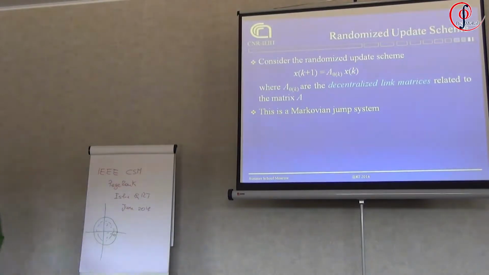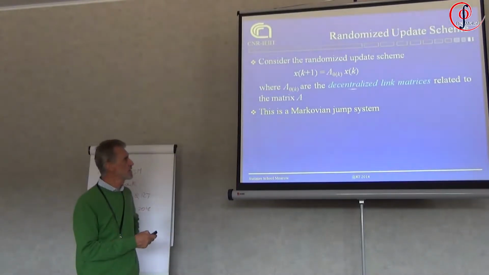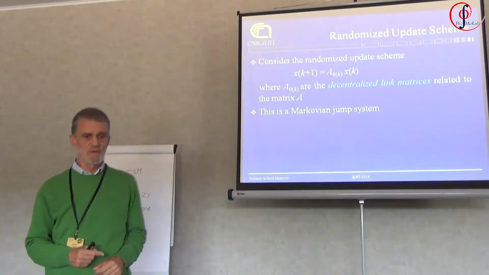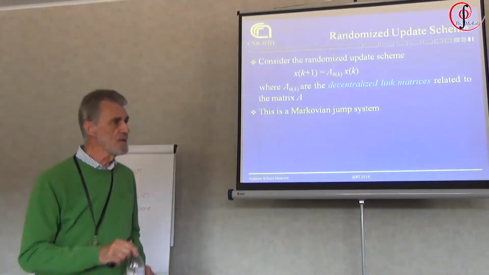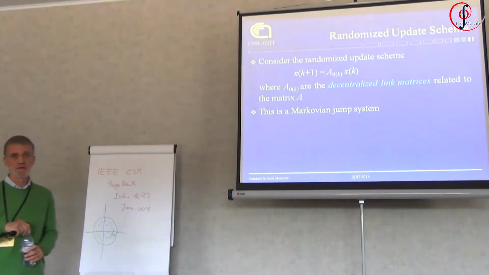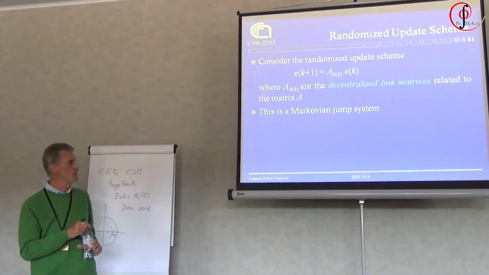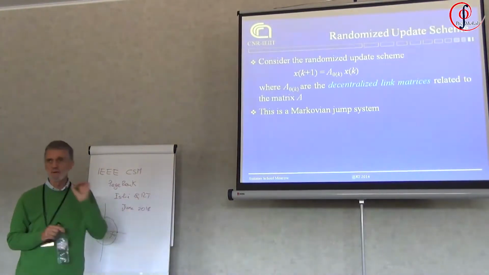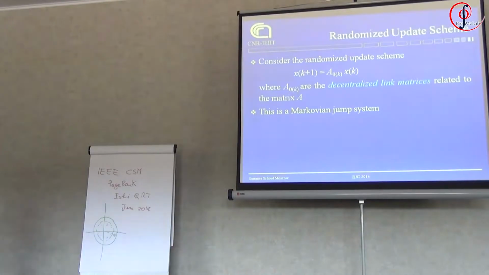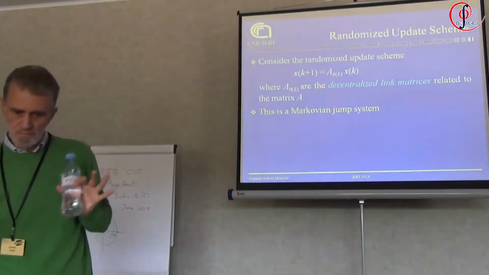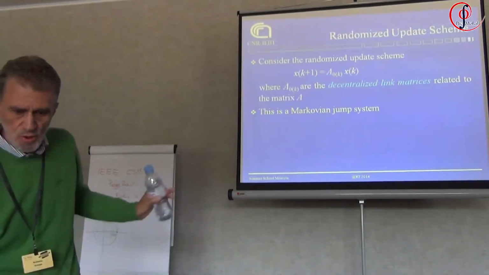Okay, so we have theta k, this stochastic process with this global clock, and then we basically work with a randomized update scheme. The randomized update scheme is the following: x of k plus 1 is equal to A of theta k times x of k, where the A of theta k are the so-called decentralized link matrices, which I'm going to explain in a minute. Yesterday I mentioned briefly Markovian jump systems. Let me emphasize again that this is a so-called Markovian jump system, and perhaps this property can be used to prove some convergence properties. Anyway, this is what we have.